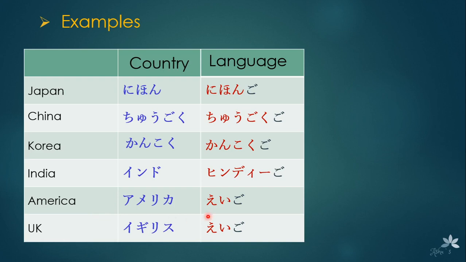America, eigo. Eigo means English. It's a little different. UK, also English. So you write eigo.